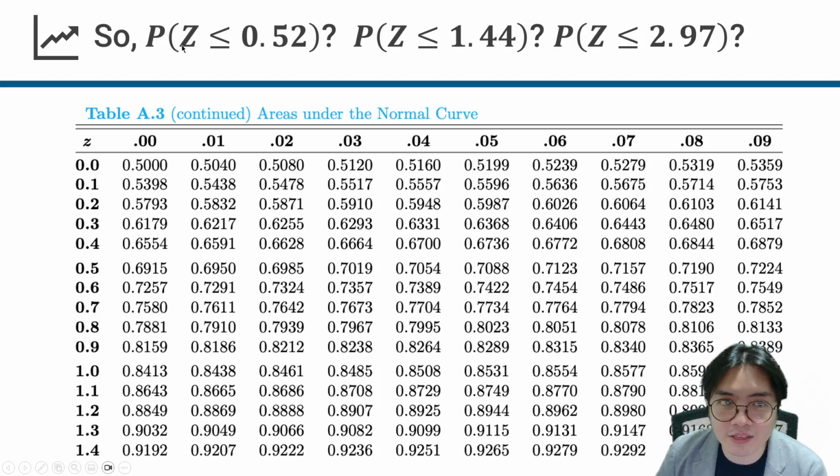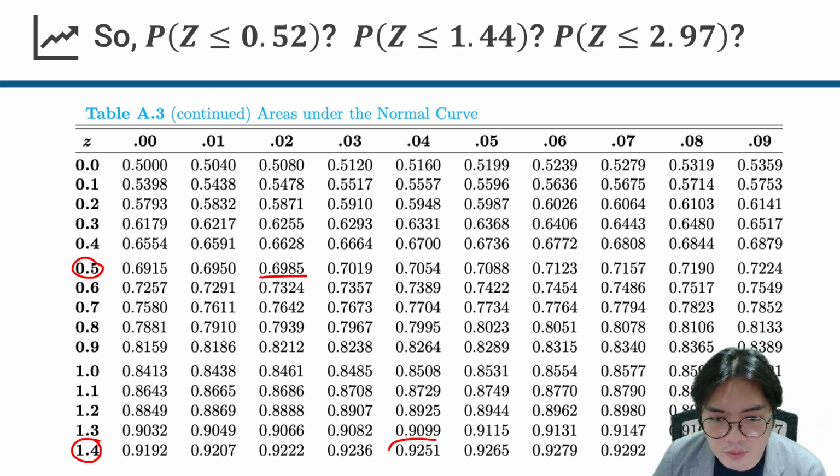In this case, what they're going to ask us now is, what is the probability that your z-score is less than 0.52? Well, 0.5 and then 0.002. Oh, there you go, 0.6985. Z is less than or equal to 1.44: 1.4, 0.04. Oh, that's 0.9251. And then 2.97.